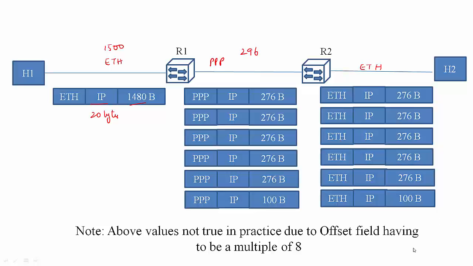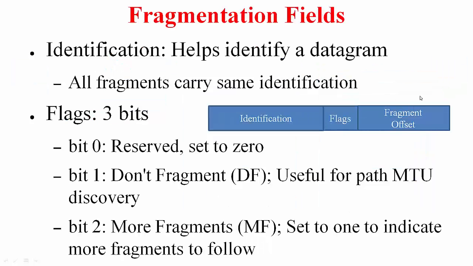Naturally, since you are doing this fragmentation and reassembly, you need to provide information for the destination to reassemble this particular packet. So this is handled via these 3 fields: identification, flags, and fragment offset. The identification field helps identify a datagram. So all fragments are going to carry the same identification so that the destination will know that these are all fragments belonging to the same datagram and thereby put them together.